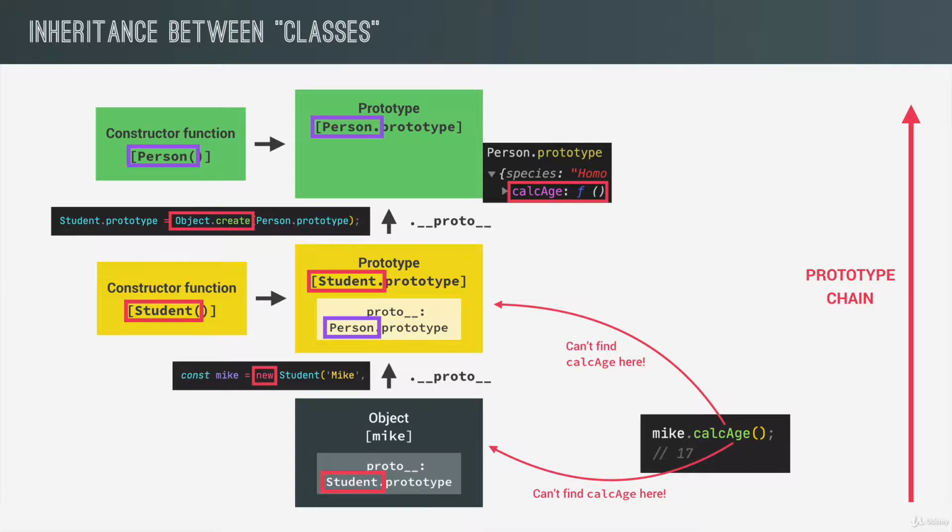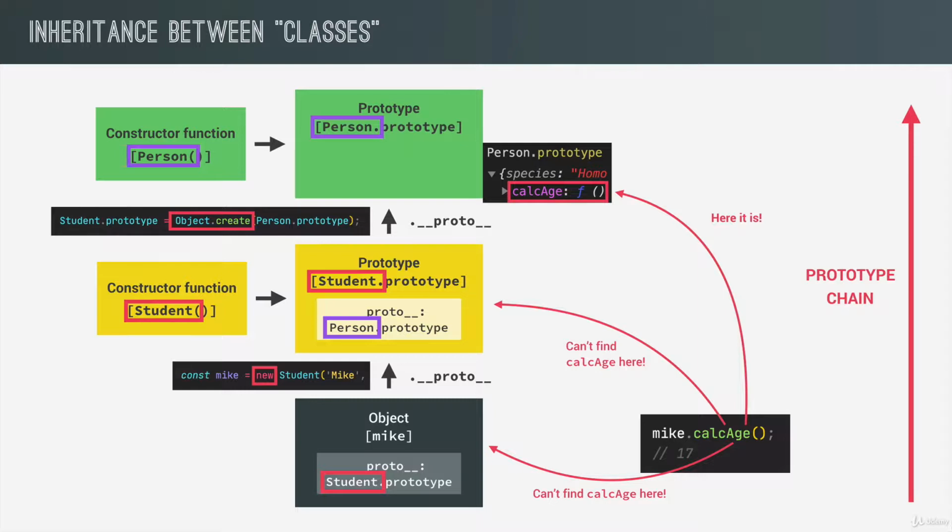So JavaScript will finally find the calcAge in Person.prototype, which is exactly where we defined it. And that's the whole reason why we set up the prototype chain like this, so that the Mike object can inherit whatever methods are in its parent class, basically. So in summary, we are now able to call a method that is on a person's prototype property on a student object, and it still works. So that's the power of inheritance.